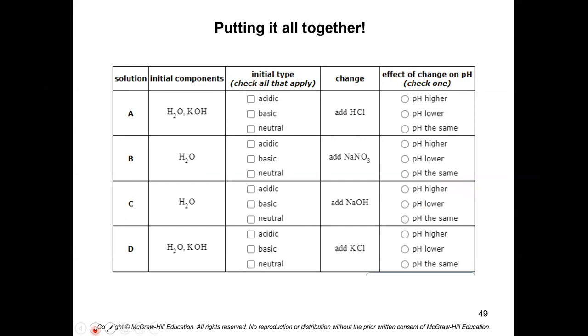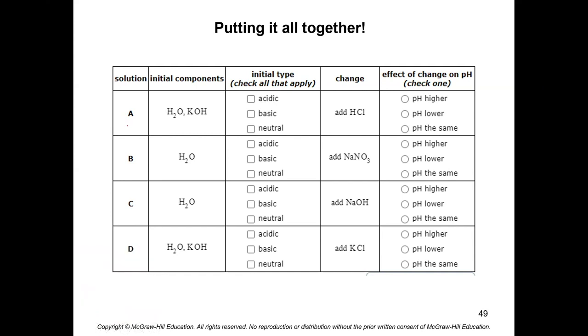Okay, so this is the very last part. We're going to put it all together in this qualitative way to think about what is happening with acids and bases and how this affects pH. Okay. All right, so here we have 4 different solutions, okay, and we're going to go through each one and think about what happens when I have an initial condition and then I add a compound to it. Then I want to know what effect that is going to have on my pH. So let's start with solution A.